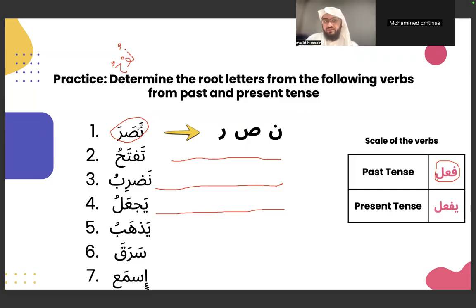So since I got this as a verb, now I am going to, and this is specific to the Madi, the past tense, the one that I just shared. When I took this same word and applied my formula, I came to know that the root letters are Noon, Sad, Ra, where Noon is my Fa kalima because it's the first root letter, this is Ain kalima, the second root letter, and this is Lam kalima, the third root letter.